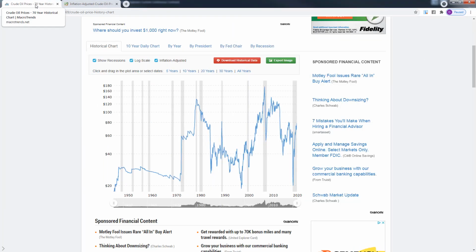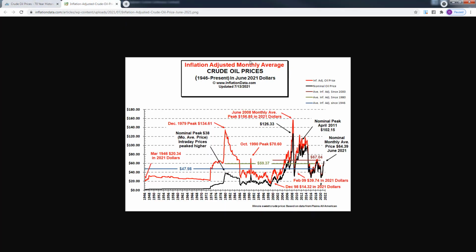Oh yeah, first of all, I want to share these with you as well. This is the crude oil prices, 70 years of history back to 1946. So a little more than 70 years. It says 70 years in the headline up here. But you can look at this. This is inflation adjusted. It's log scale, and it shows recessions. And so you can see where crude oil is on the chart, and the spike down and then the spike up. And you also have this inflation adjusted monthly average crude oil prices.